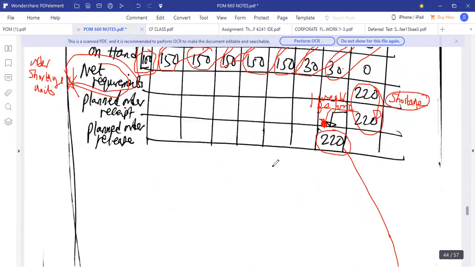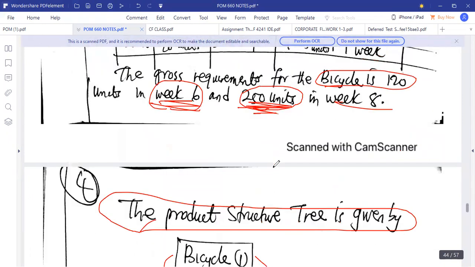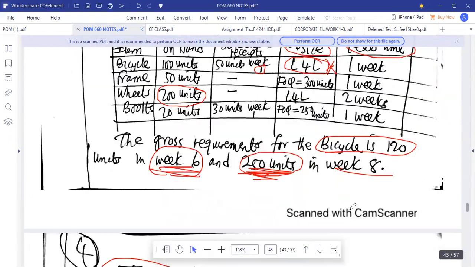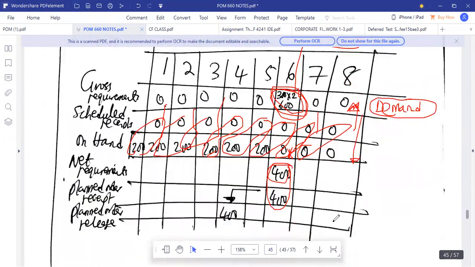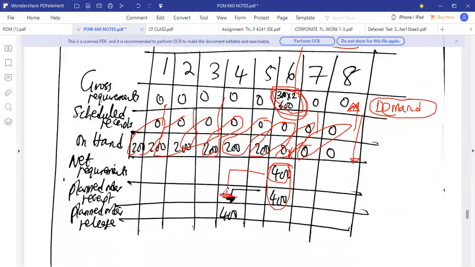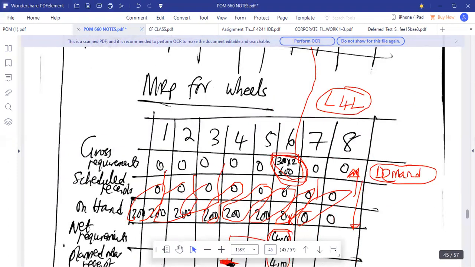So for the wheels, you go back and check the lead time for the wheels. It is 2 weeks. Meaning, we come to the wheels here, the lead time is 2 weeks, so you come this way 2 weeks before. So this is how you get to the MRP for the wheels. Okay.